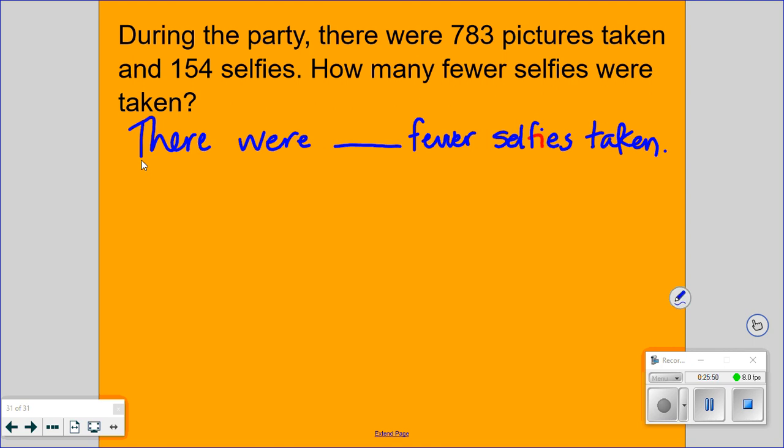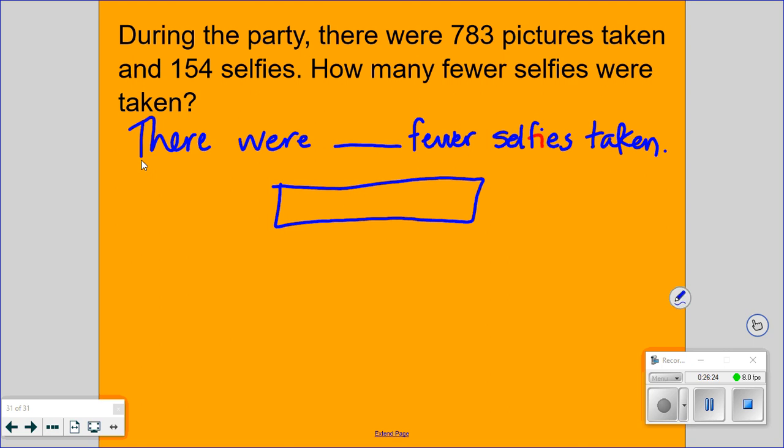All right, Jordan, we need some bars. How many bars do you think I'm going to need? 2. Why? Because there are 2 different kinds of pictures. I have pictures and I have selfies. Colby, one of these I had a whole lot of. That means I need a big bar. Which one had a whole lot? Pictures. That's going to be my big bar.